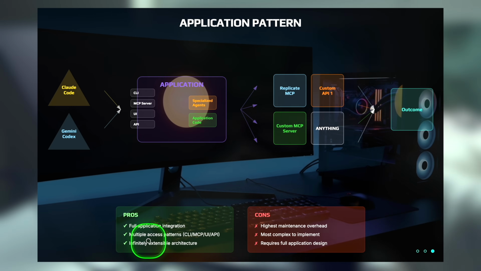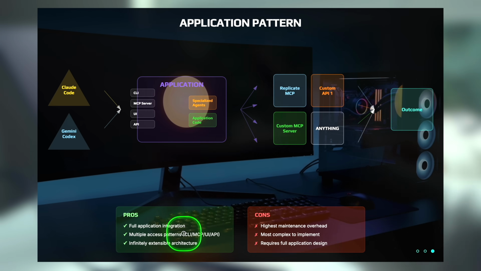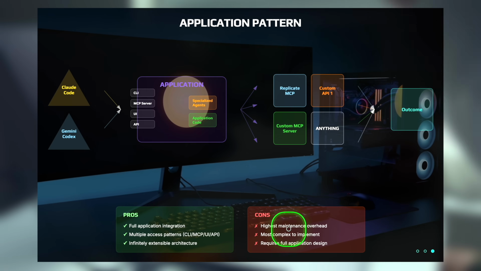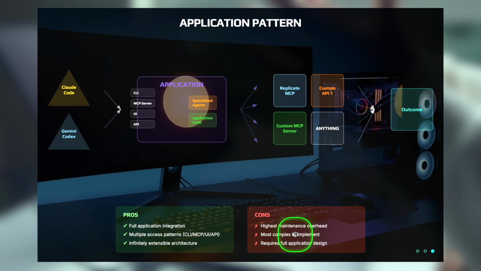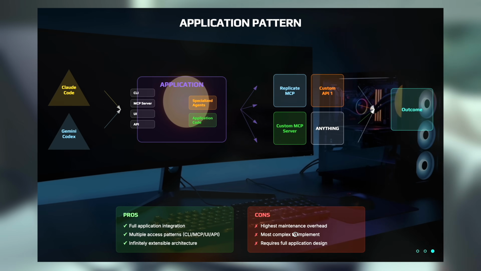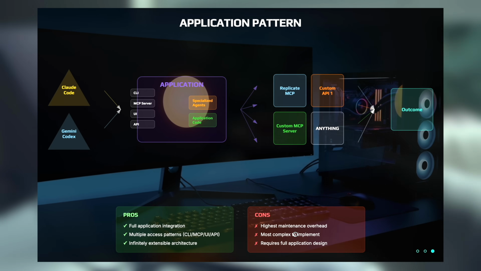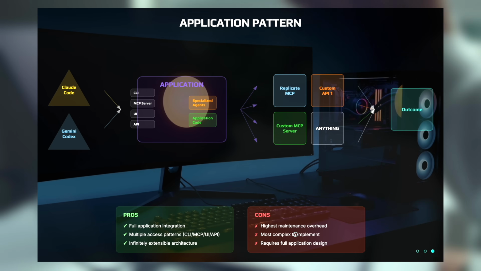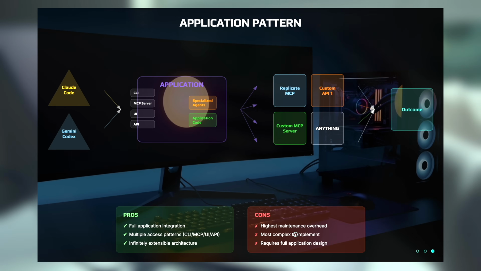Full control, infinitely extensible, multiple access patterns, multiple access layers: CLI, MCP, UI, API. But of course, the cost is just through the roof. To go back to our image generation example, you need to build a presentation, you need to generate image assets. This is extreme overkill for that use case.